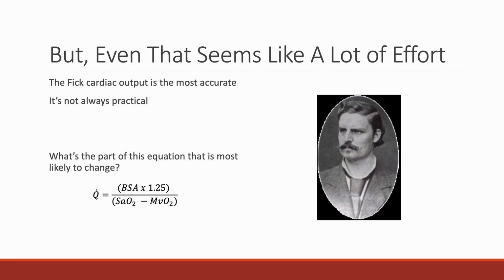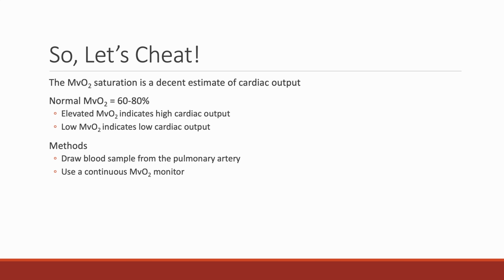It's going to stay the same pretty much. What's going to change is the mixed venous O2. And it changes based on the amount of oxygen that gets pulled off, right? The number of P's that the monster pulls off the train. So we can cheat, ignore all this other stuff, and get right down to the basics and monitor the mixed venous O2. And we know that that's a decent estimate of cardiac output.